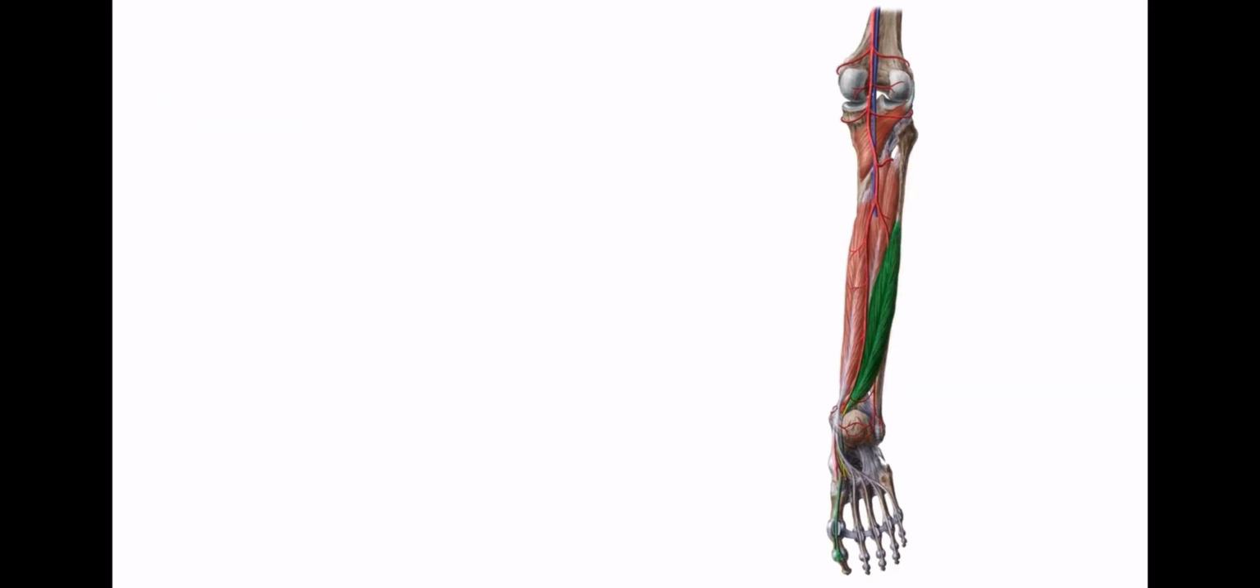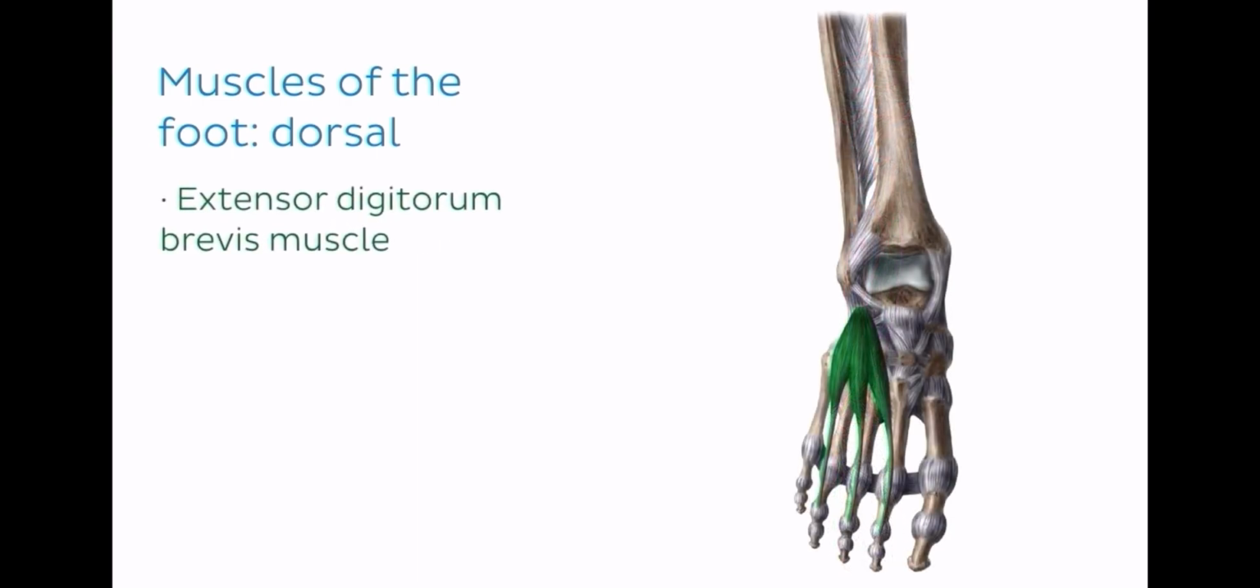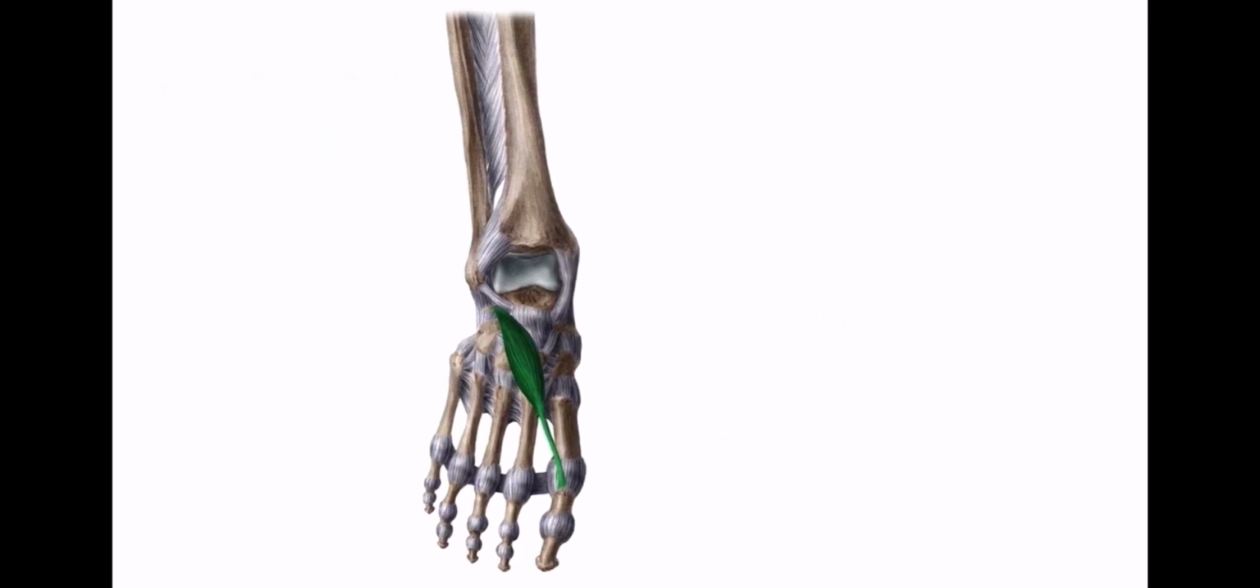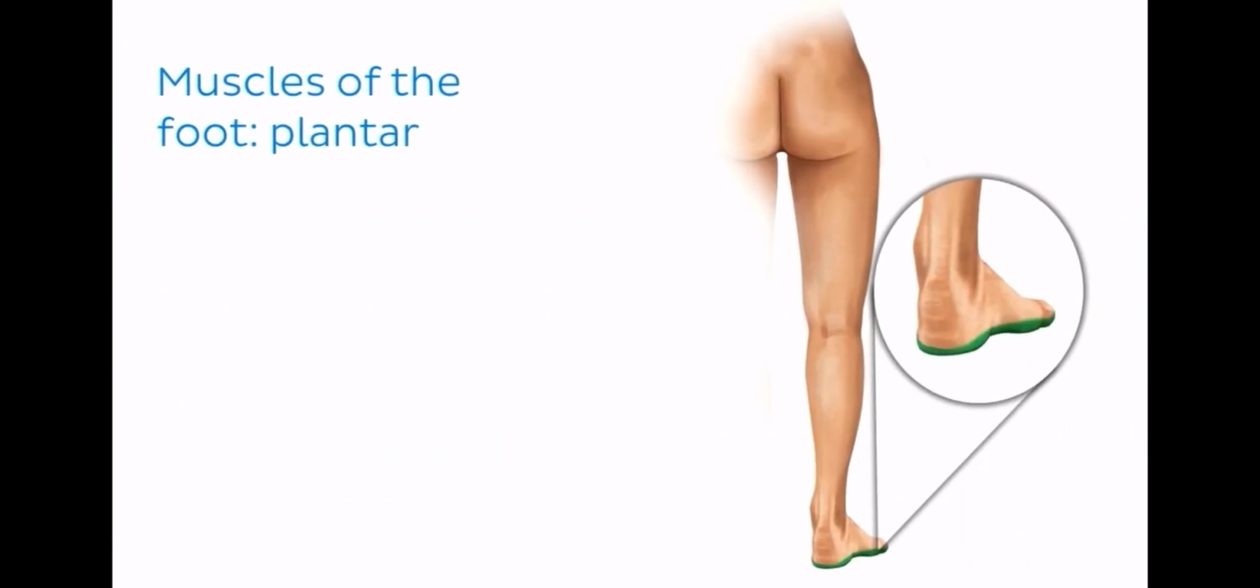Moving to the region of the foot, we looked at several sections. First of all, the dorsal aspect of the foot, and the main muscle that I talked about here was the extensor digitorum brevis muscle. And we also looked at the extensor hallucis brevis muscle. And then we moved on to talk about the muscles on the plantar aspect of the foot. And again, this could be divided into three parts: a medial part, a lateral part, and a central part.